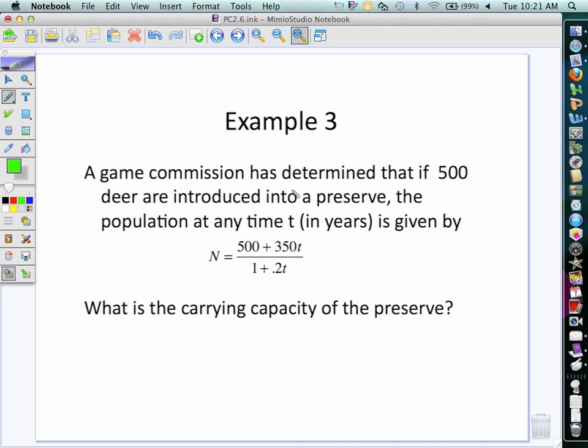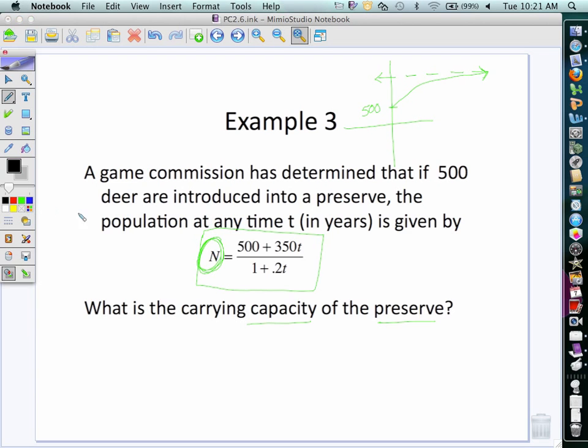All right, the last problem that we're going to look at is a modeling problem. It says a game commission has determined that if 500 deer are introduced into a preserve, the population at any time in T years is given by this function. So N is the carrying capacity, or the population in the preserve. If you start the population at 500, you can see by my function that if I even put a number in, it's going to be increasing. So you're starting at 500 and then it slowly increases. And so what they're wanting to know is, when does it level off?